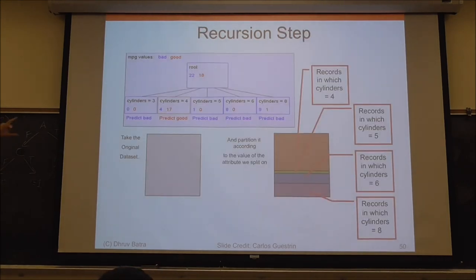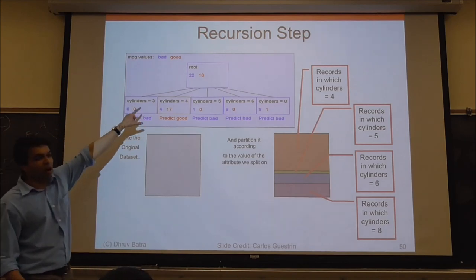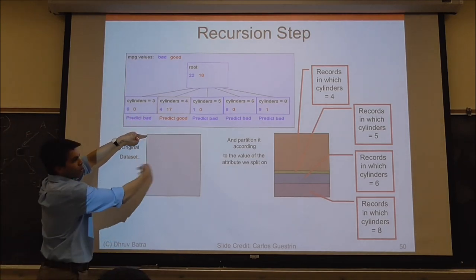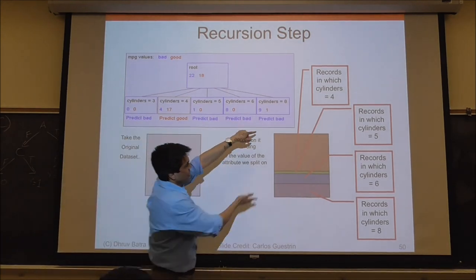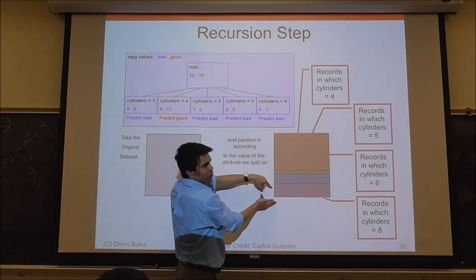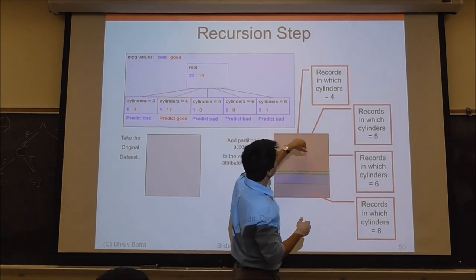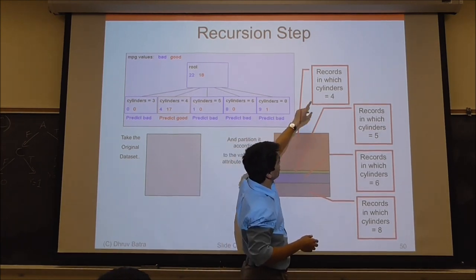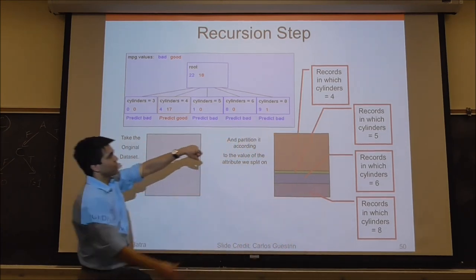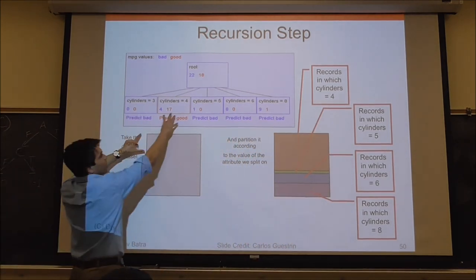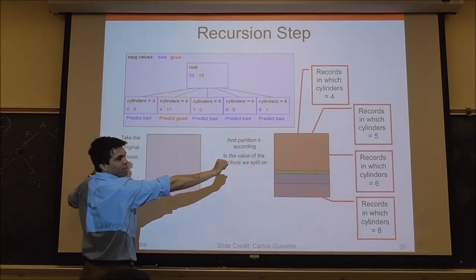So given the example that we were working with, you have a car data set. Every single row here is a data point. Once you do the splitting, these are the sub data sets that you've created: all records or examples in which cylinder is equal to 4, cylinder is equal to 5, cylinder is equal to 6, cylinder is equal to 8. And each one of these sub problems has these sub data sets assigned with it.